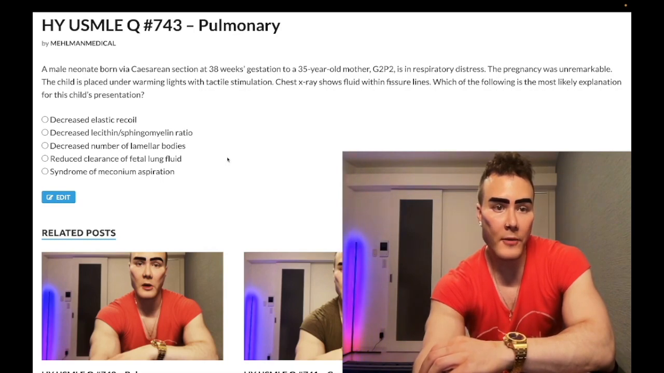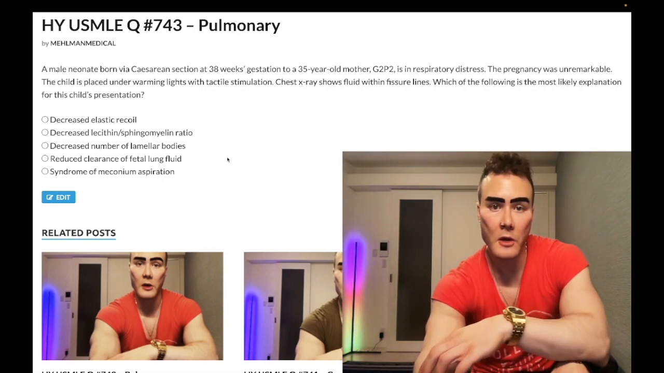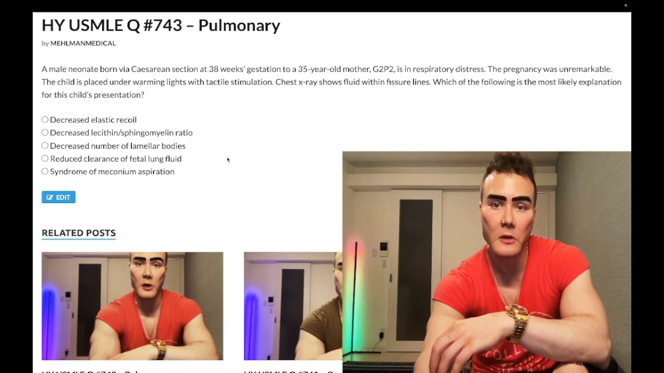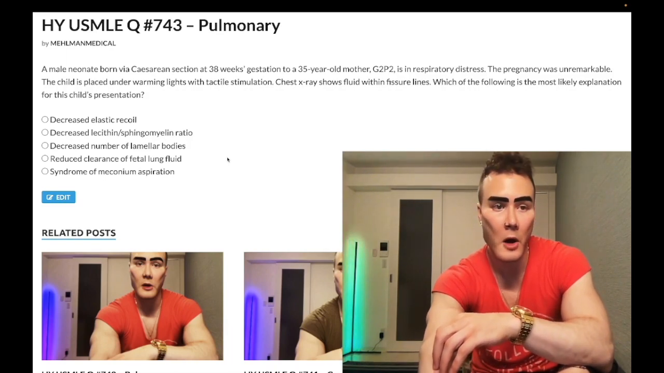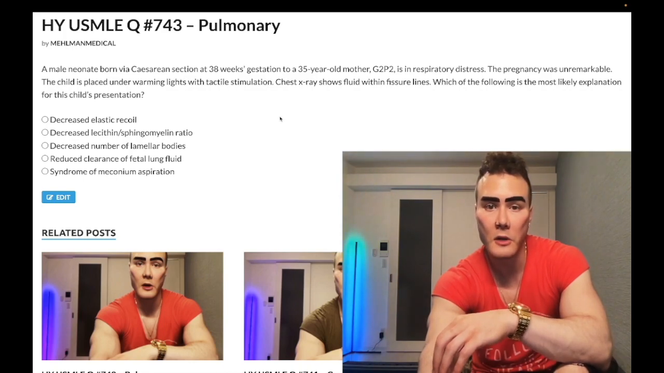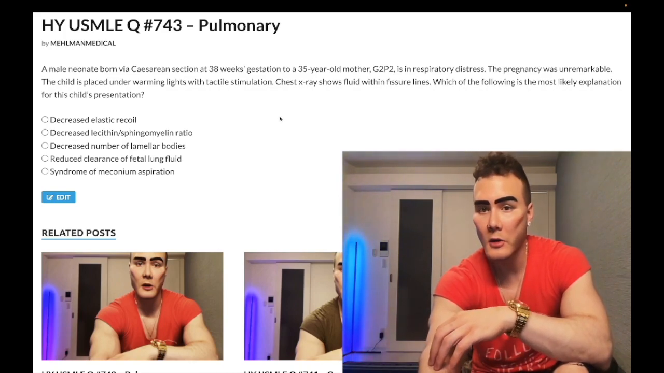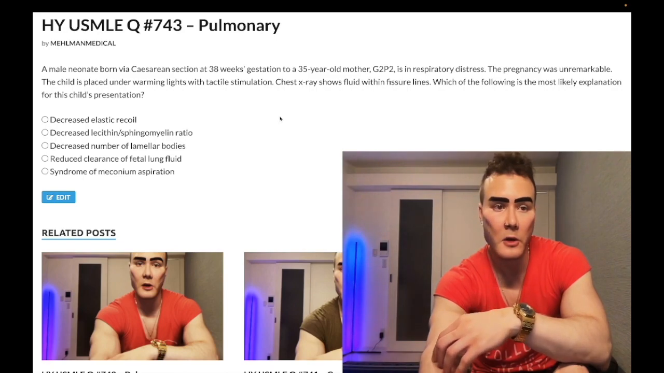Male neonate born via cesarean section at 38 weeks gestation to a 35-year-old mother, G2, P2, is in respiratory distress. Pregnancy was unremarkable. The child is placed under warming lights with tactile stimulation. Chest X-ray shows fluid within fissure lines. Question wants to know which of the following is the most likely explanation for this patient's presentation. So let's just hop to the answer choices here.